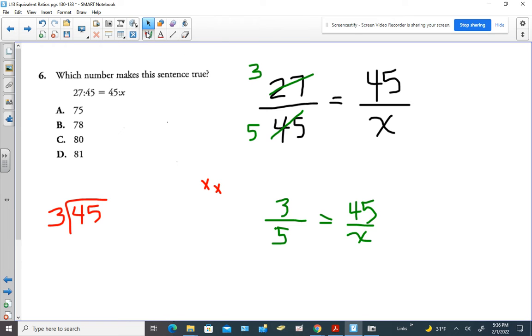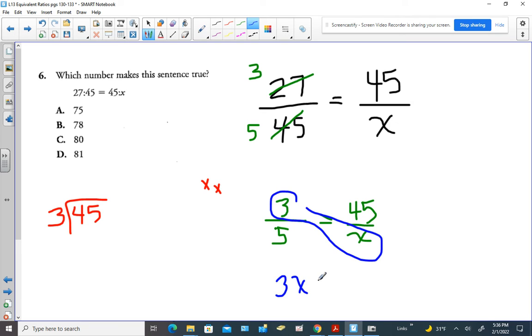All right, but if you want to use another approach, if you don't like that idea, then you can certainly use cross products. If we use cross products, we're doing 3 times x as one of the cross products. The other cross product would be 5 times 45.